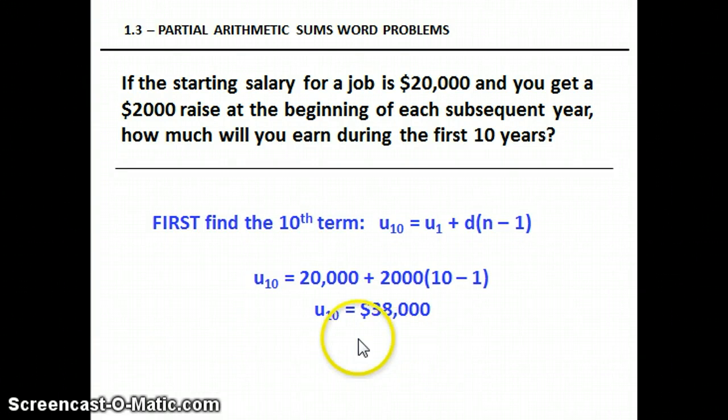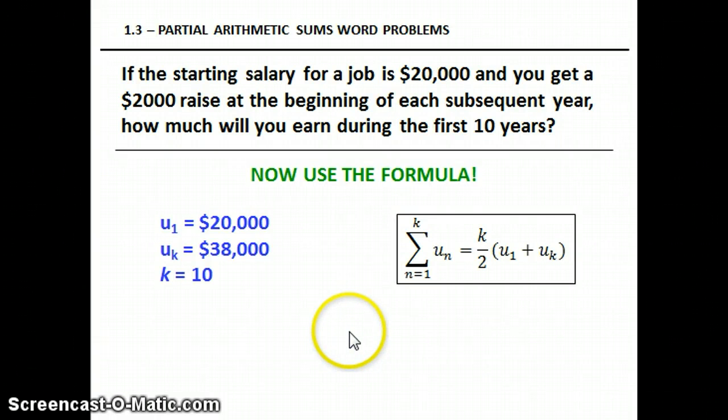Okay, if you plugged everything in right, it should look like this. U sub 10 equals 20,000 plus 2,000 times 10 minus 1. And don't forget that you have to subtract first, and then you do 2,000 times 9, and then add the 20,000 for order of operations, and you should get $38,000. Now, that is what was earned in the 10th year. Now we're going to use that and plug it in to find out how much was earned for all of the 10 years. We're going to add those all up.